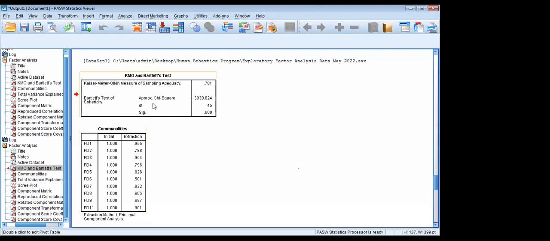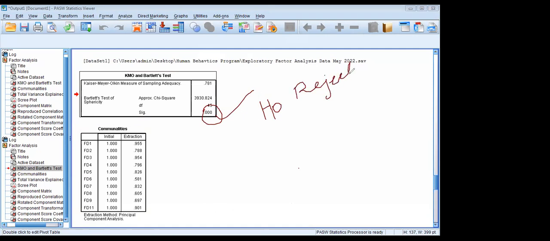That is enough, right? Now, what is the chi-square? What is the Bartlett test of sphericity significance? 0.00. The 0.00 means good. There exists a variation and you are permitted. H0 rejected. I think I need not explain it again and again. That means H1 accepted. Okay.